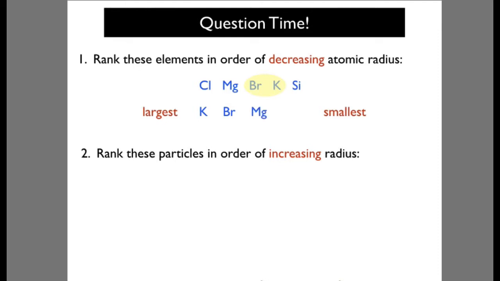Next, we'll go to the 3rd period, and we have magnesium, which has the smaller nuclear charge, followed by silicon, followed by chlorine with the greatest number of protons, but the magnesium, the silicon and the chlorine all have the same shielding effect, and the valence electrons are in the same energy level. So let's rank these particles in number 2 in order of increasing radius.